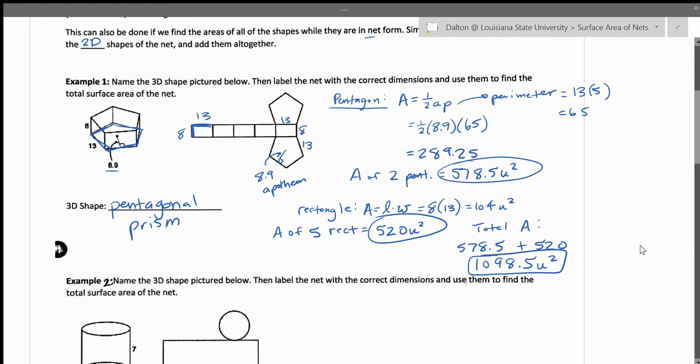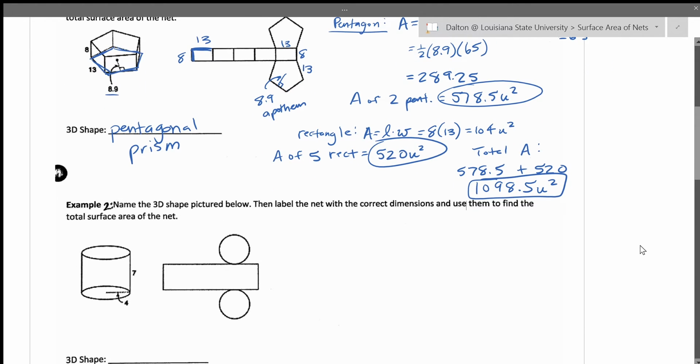Okay, example 2, our next shape. I want you to label this. So it says, I think y'all's may say example 1, by the way. I forgot to correct it on the copies that y'all have. Oh, no, y'all are going to say example 2 because it's the same as mine. Okay, sorry, side note.